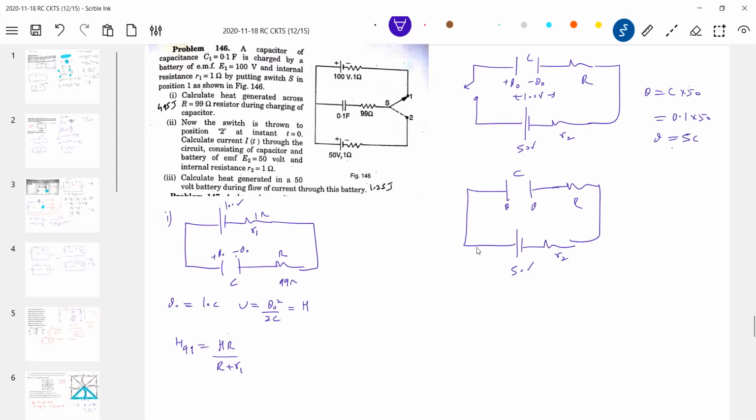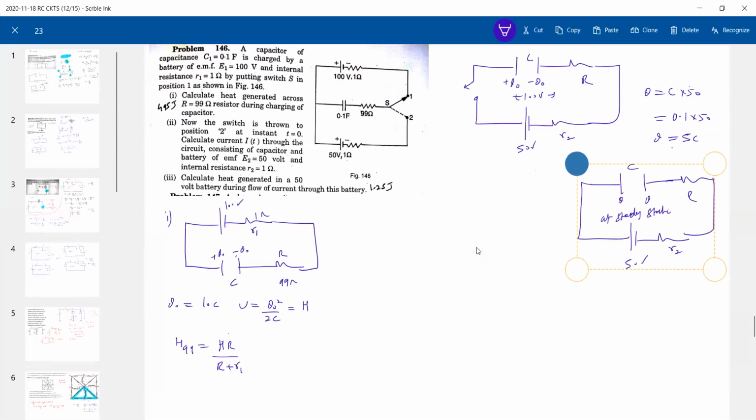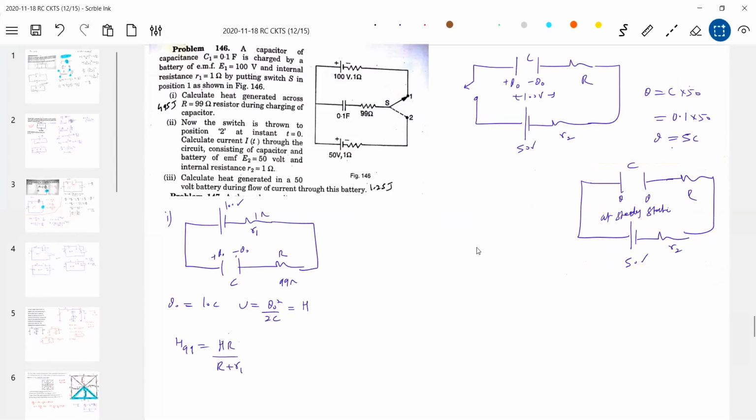So what charge has flown, if you are showing this after a long time? At any instant of time, how will the circuit be? At any instant of time, in the circuit there will be a flow of current, from the capacitor to the cell. This is how you analyze the situation that the questions are asking about.